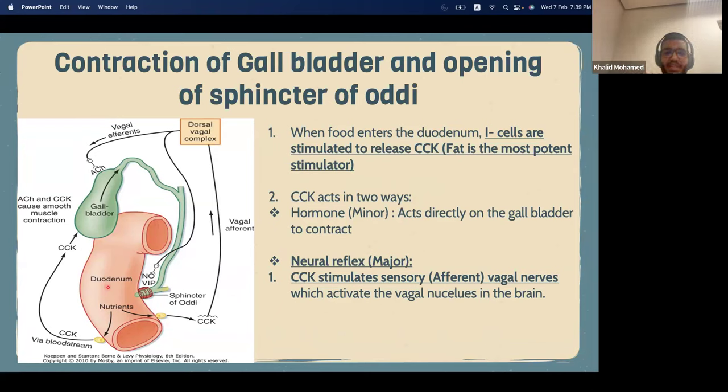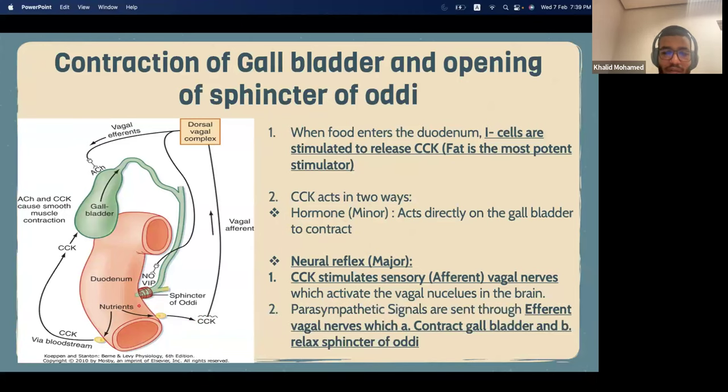It's the most potent bile acid stimulator. So CCK has two pathways. One of them is a minor pathway in which CCK acts directly on the gallbladder. It goes to the gallbladder, acts as a hormone, and directly causes the contraction of the gallbladder, and that's it. But this is a minor pathway because we need two things, not one.